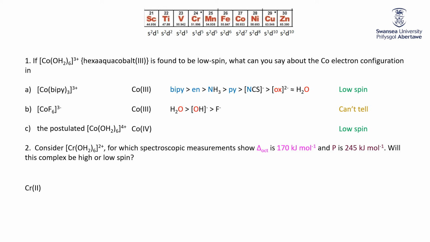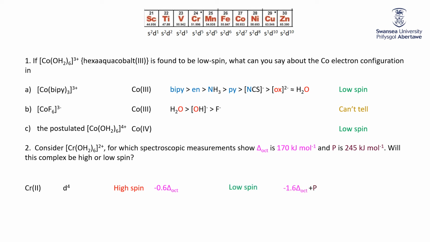We have chromium 2+, which is D4. The 2 electrons are already gone, one from the s, one from the d. If we look at the high spin situation, we find that the stabilization energy is minus 0.6 delta oct. That was from the previous slide.